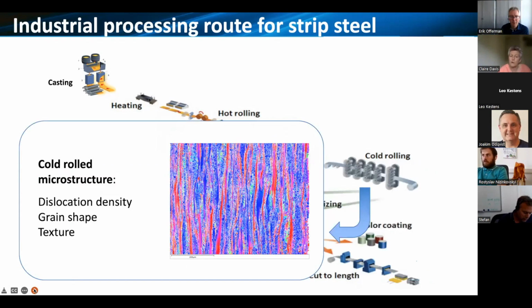Our cold rolled microstructure, subsequent to this, we have a high dislocation density or stored energy, depending on the amount of cold reduction that's put in. We get quite a different grain shape because the ferritic grains, second phase grains, get highly elongated and deformed. And we potentially could be generating quite strong crystallographic textures that will have implications later on for properties.